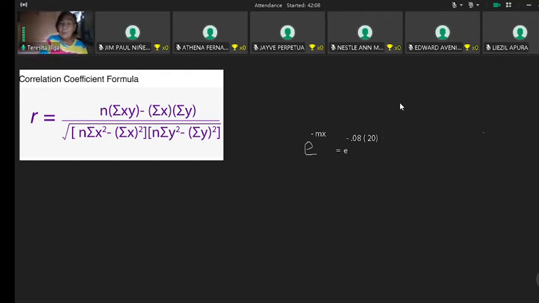So some substituted that one. Some have the formula and substituted the value. Afterwards, it equals the answer right away. Do you think I will check this one? How do I know that you know how to compute E, or Euler's constant, raised to the power of minus 0.08 times 20?